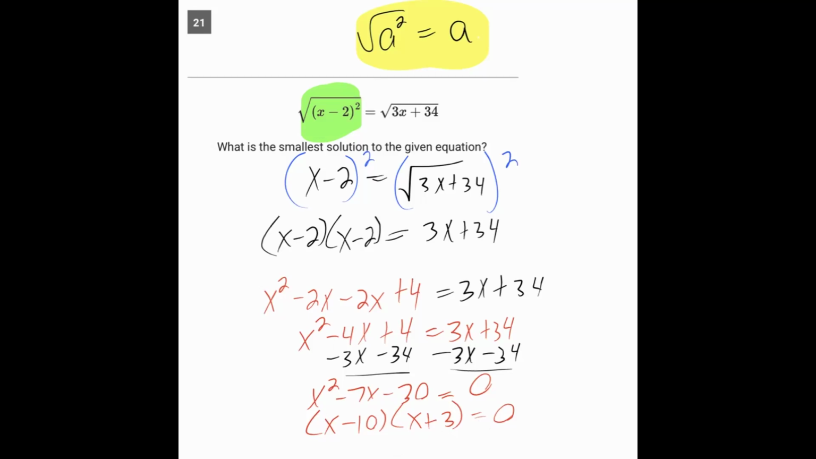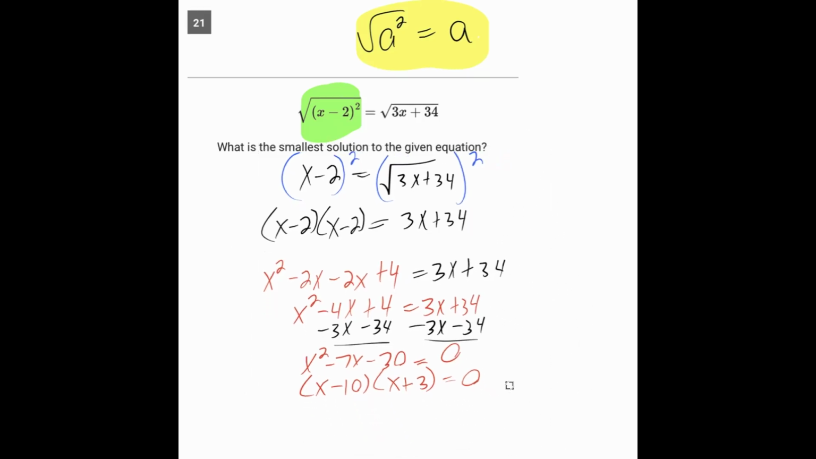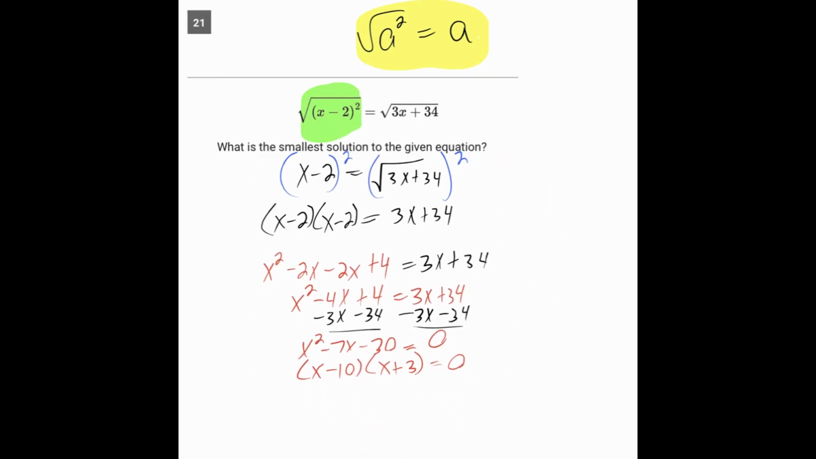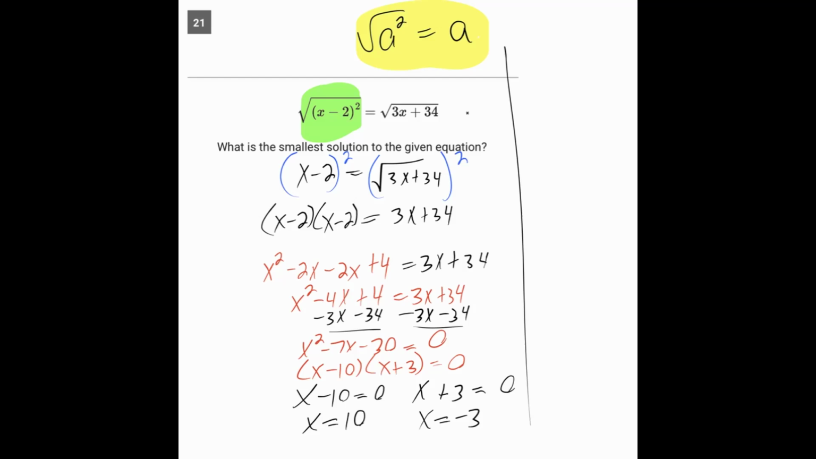And now that we have it all factored in a nice factored manner here, we can use the zero product rule, which says that if these two things multiply to 0, that could only happen if one of them were 0. So we'd set each individual one equal to 0. So you can add 10 to both sides here and get 10, take away 3 from both sides here and get negative 3. And our two answers are 10 and negative 3. Now be careful, because with radical equations, you have to plug your answers back in and make sure they make sense. So let's do that.